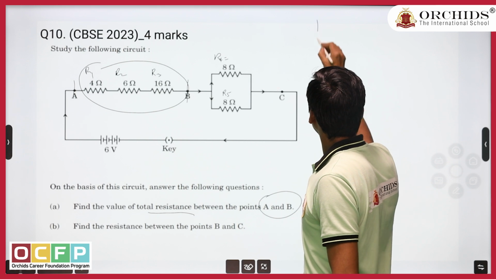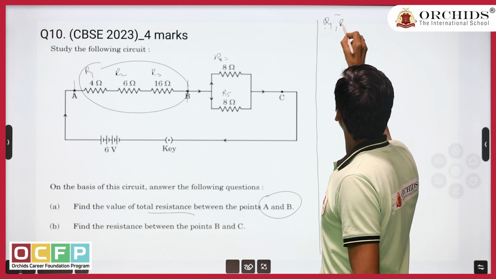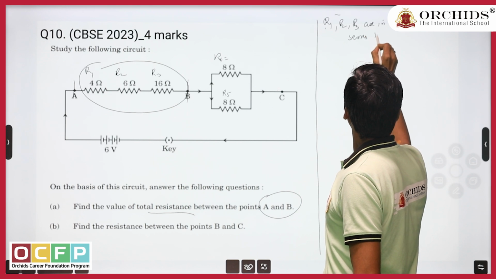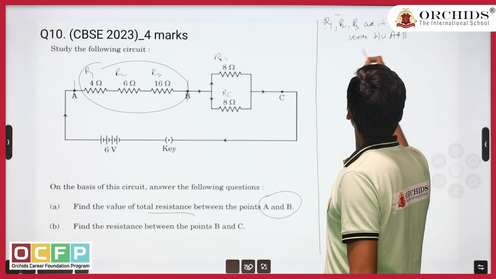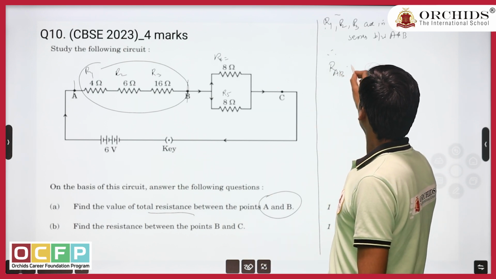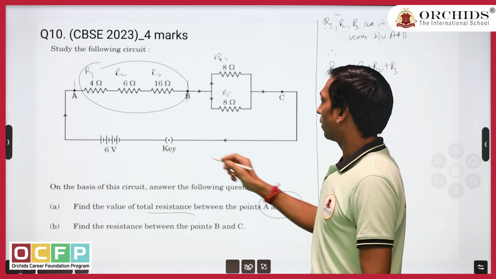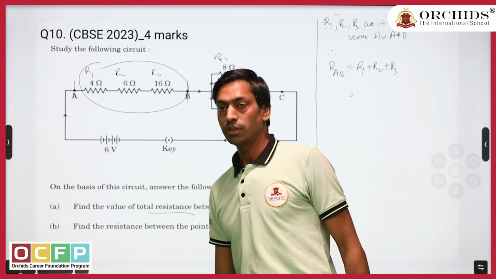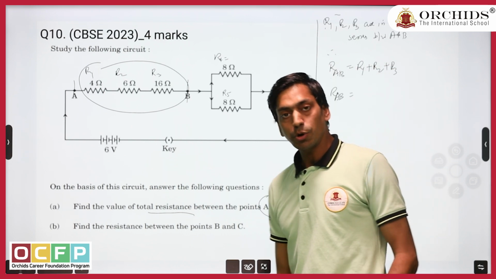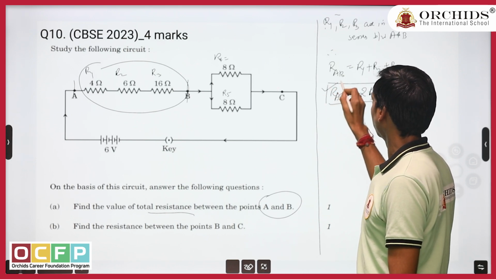So here I can say that R1, R2 and R3 are in series between A and B. Therefore the equivalent resistance between A and B, I'm writing it as RAB, is equal to the sum of R1 plus R2 plus R3. And when you substitute the values, what do you get? 16 plus 6, 22 plus 4, 26. So we are getting the equivalent resistance RAB equal to 26 ohms. If you substitute the values, you will get this answer, 26 ohm.